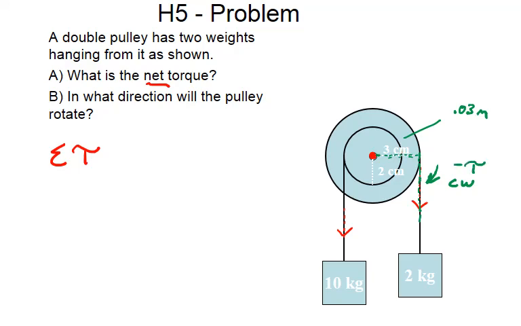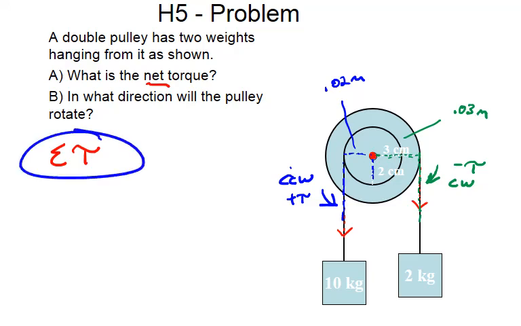Let's take a look at the 10 kilogram one. Well, the lever arm for this one is 2 centimeters, so 0.02 meters. And it's going to cause the rotation of the wheel to go this way, which would be counterclockwise, which would be a positive torque. So when we add these two up, they're going to be fighting against each other, and we can figure out what the overall torque is by adding those up.